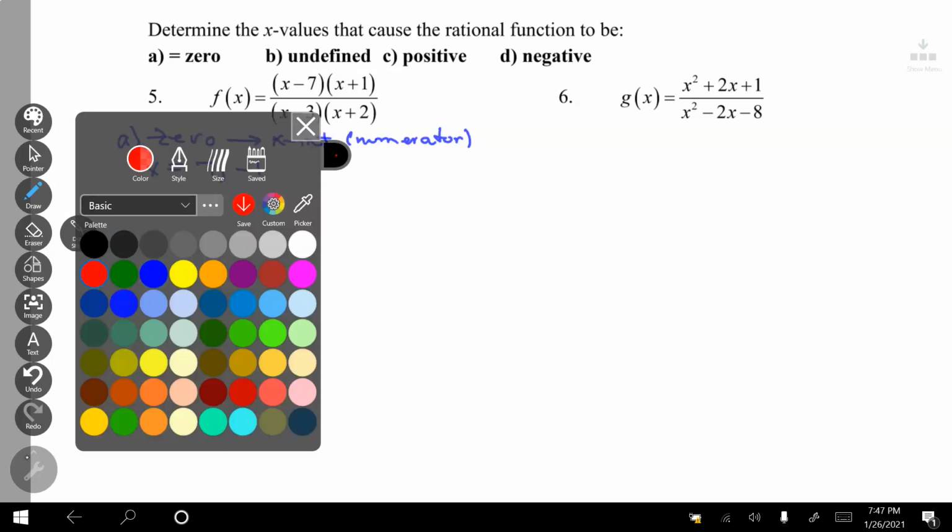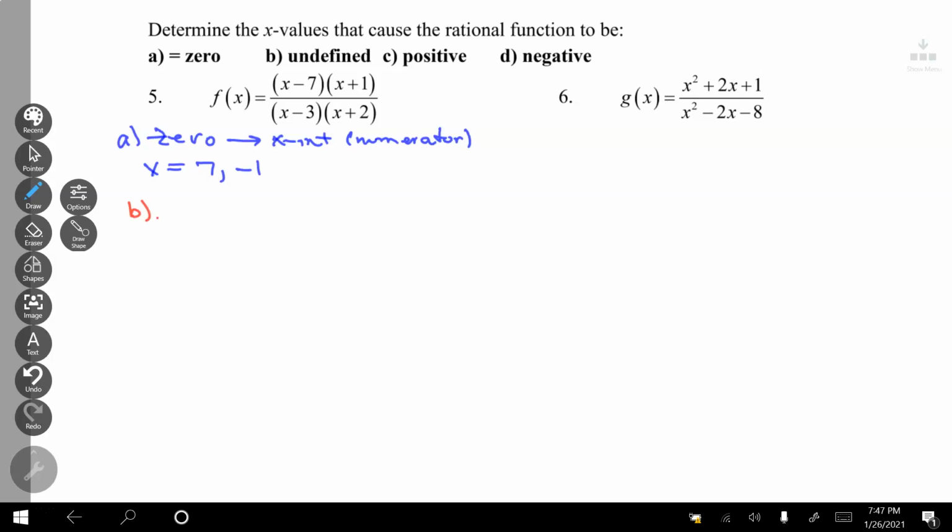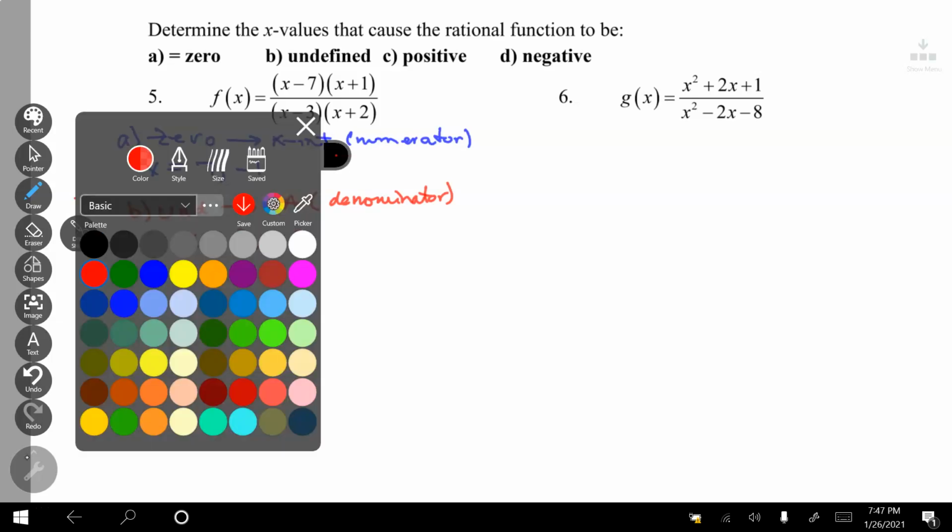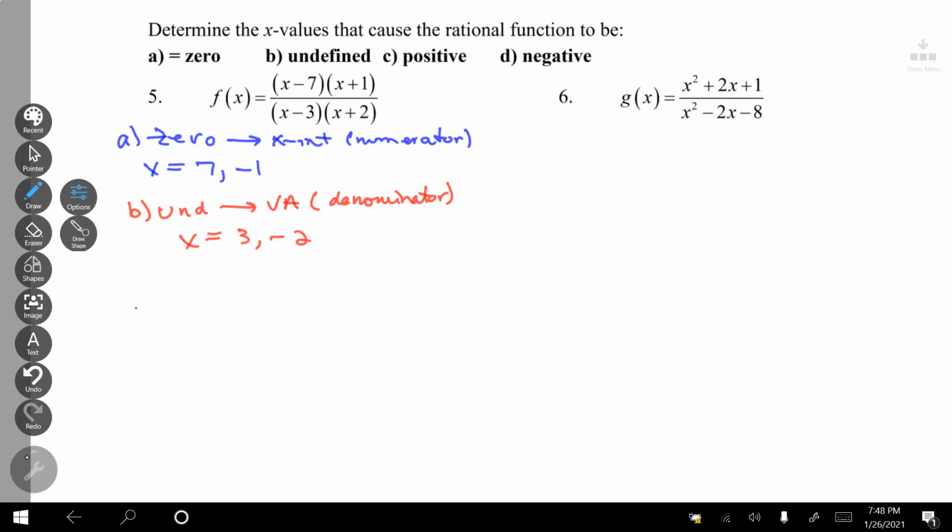Part B, my undefined part of the graph is when I have a VA, and that's my denominator. And my denominator has x equal to positive 3 and negative 2. So now I can make a number line of all this. So I have to put these features on.